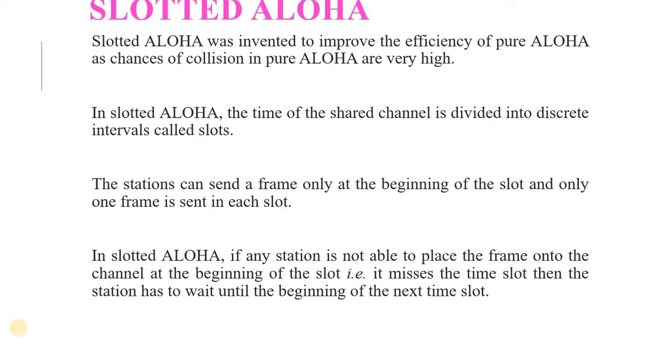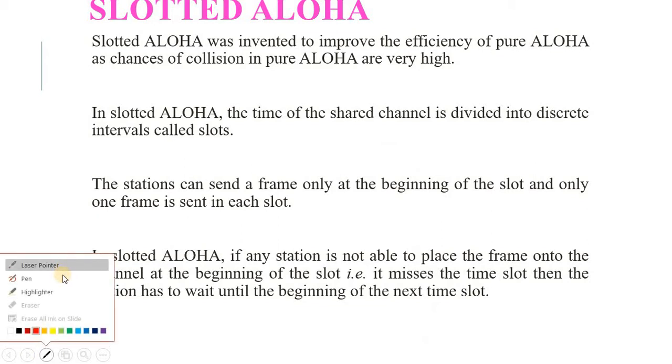So to improve the efficiency of pure ALOHA, the next method invented is slotted ALOHA. In slotted ALOHA, the time of the shared channel is divided into discrete intervals called slots. In pure ALOHA, we have one common channel and anyone can start communication at any time on that channel. But in slotted ALOHA, the time channel is divided into fixed-size slots, and the duration of each time slot is a transmission time.